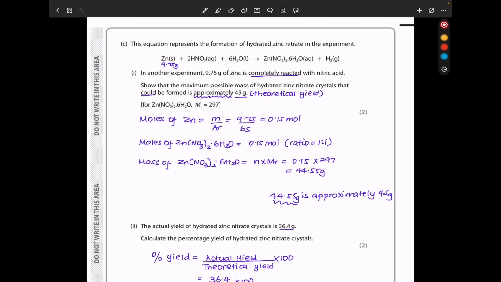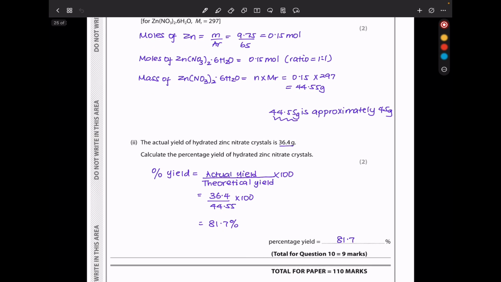So here we need to begin with zinc. Moles of zinc are going to be that mass divided by the atomic mass of zinc, which is 65, giving us 0.15 moles. And then the mole ratio is 1:1, so the number of moles of the hydrated zinc nitrate is going to be also 0.15 mole. So the mass of the hydrated zinc nitrate is going to be number of moles times the molar mass, giving us 0.15 times 297, and I got 44.55 grams. This is approximately 45 grams, and so that should be correct.